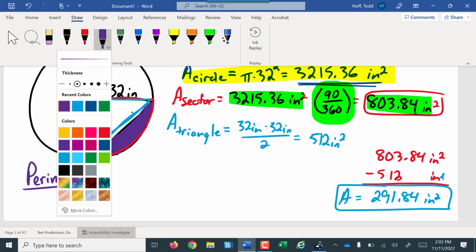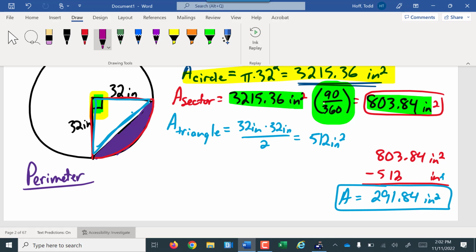So to find the perimeter of this, we need to find the arc length of this piece right here, from there to there. And to do that, to find that length, we find the circumference of the whole circle. So that'll be pi times 64. Good. 200.96 is correct.